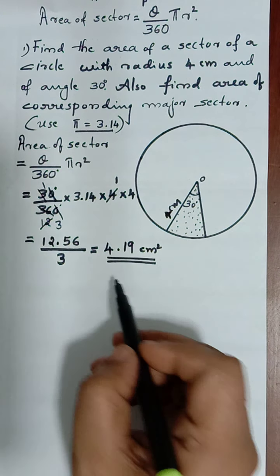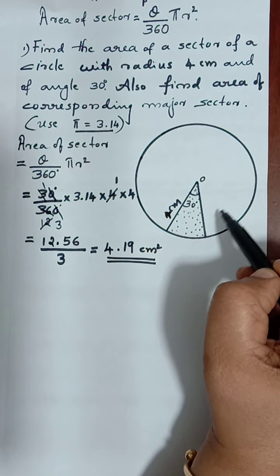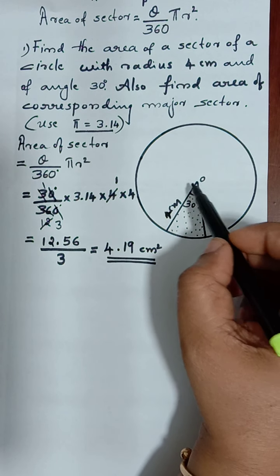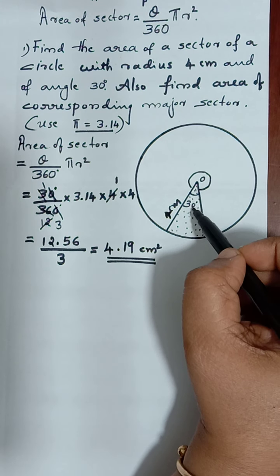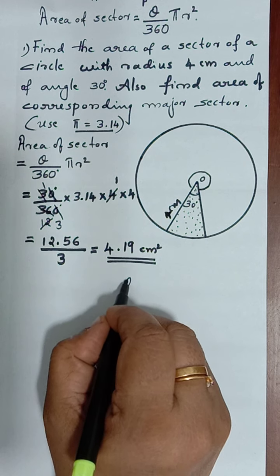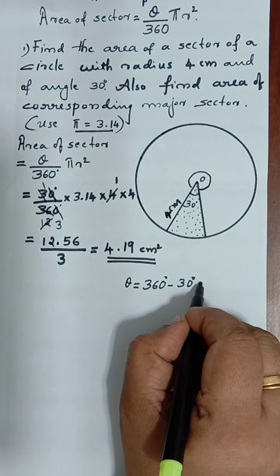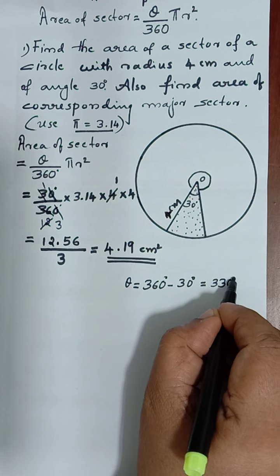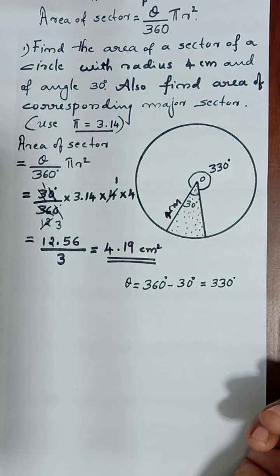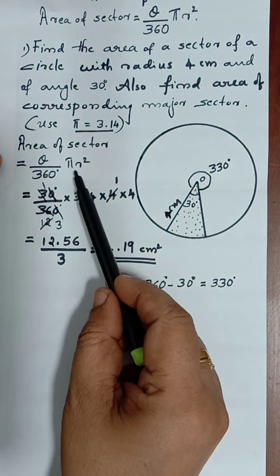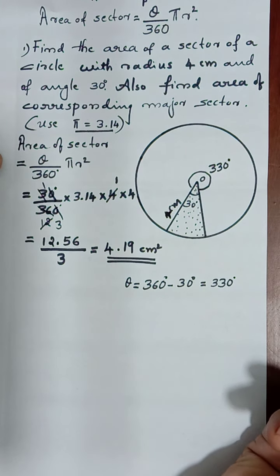Now we are going to find out area of the major sector. In two ways we can find out. That is, the unshaded portion is called major sector. So we know the central angle of it. How much will it be? This angle will be 360 minus 30. So here theta will be equal to 360 degree minus 30 degree. Isn't it 330 degree? Here we will be getting 330 degree. Okay, directly we can substitute in the formula for area of major sector. Theta by 360 into pi r square.